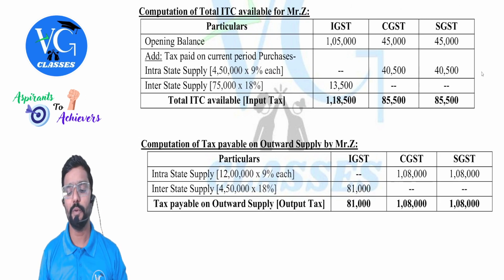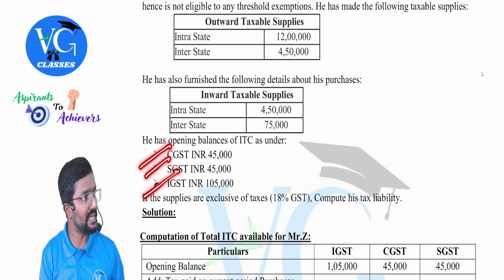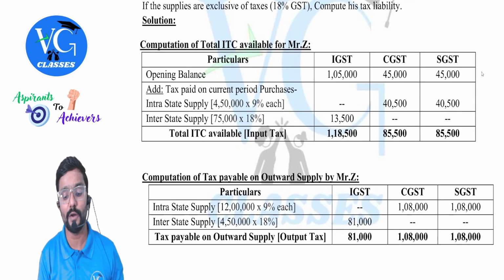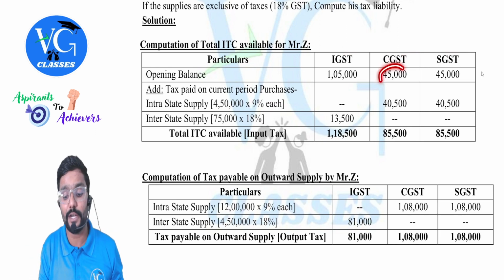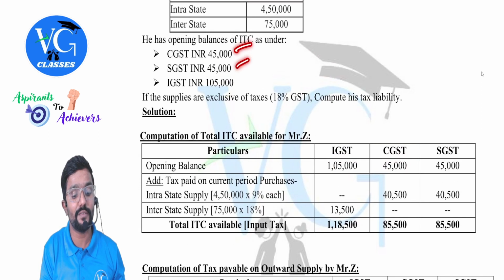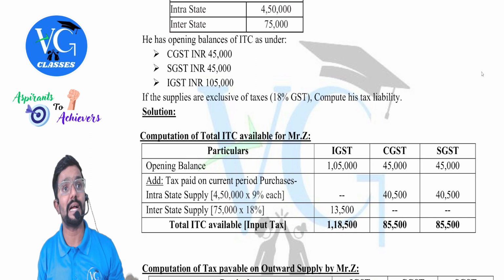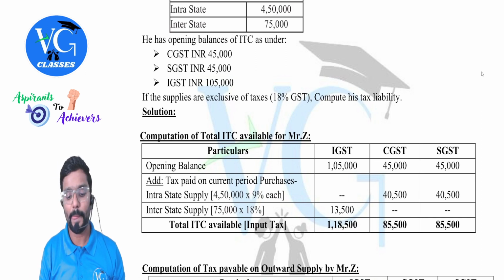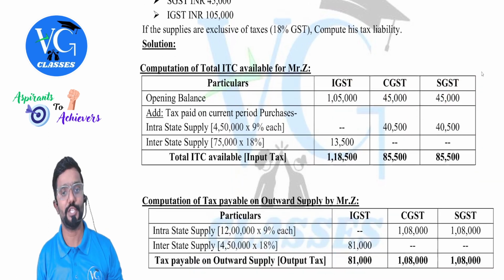Okay, sir. So the opening balance was already given. I am taking it, and when you are taking it down, please be careful. Observe the column name. Here they have given CGST, SGST, IGST, but I am writing the columns in the order IGST, CGST and SGST. By mistake a student might take 45 here, because it is given here, 45, 45, 105. Please observe the column and put the right figures under the right column, guys. So IGST 1 lakh 5, CGST and SGST 45,000 each.